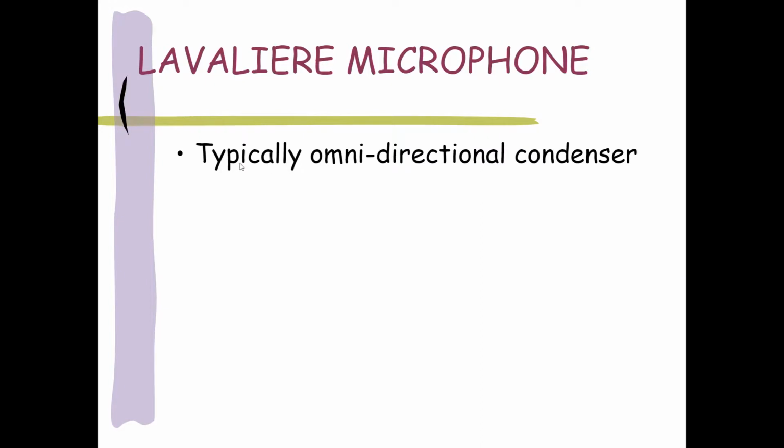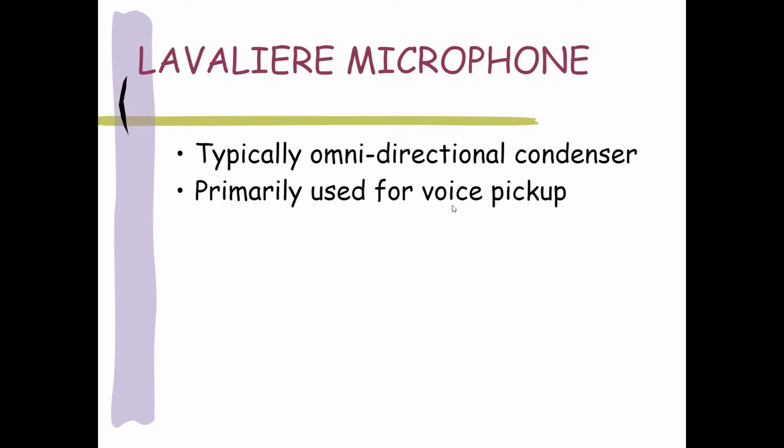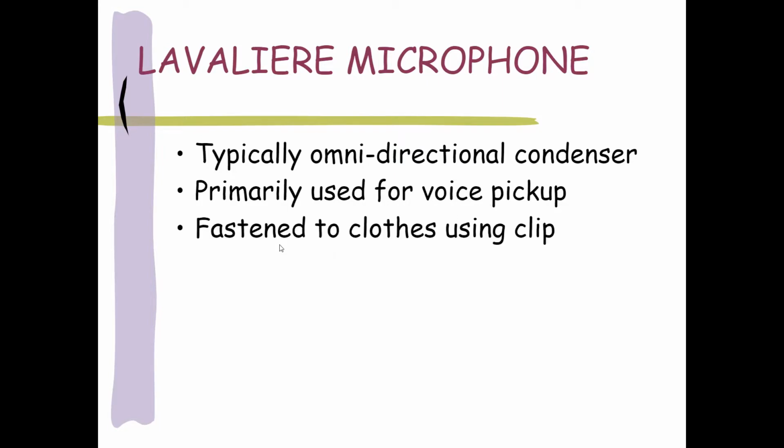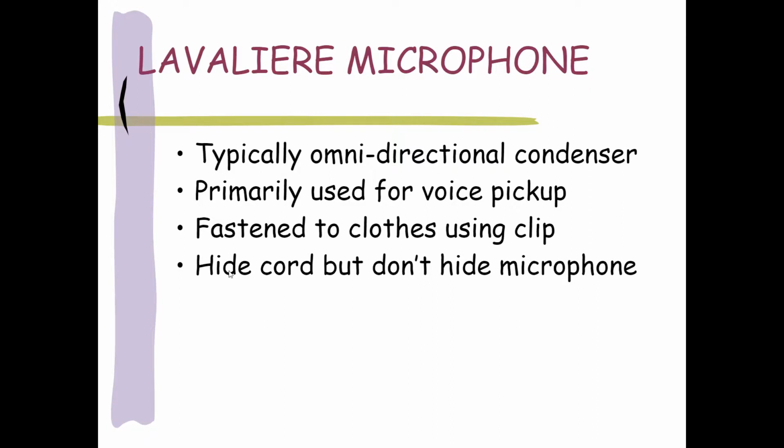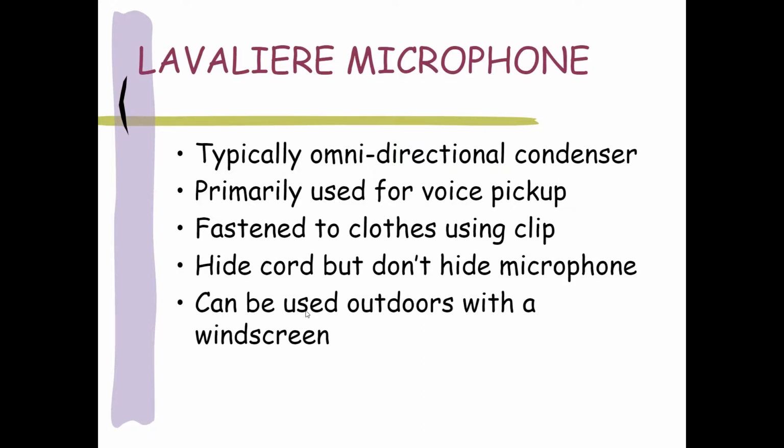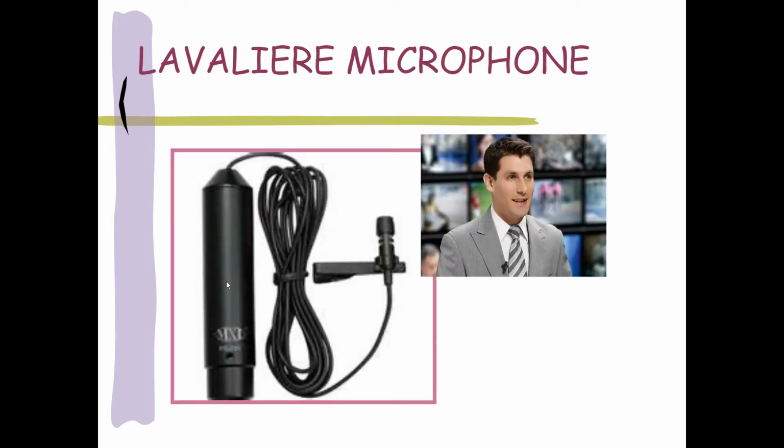Lavalier. This is typically an omnidirectional condenser microphone, primarily used for voice pickup. We fasten it to the clothes using a little clip. And you want to hide the cord, but don't hide the microphone. This can be used outdoors with a windscreen. So here's an example. This is the power supply. This is your cord. This little thing here, that is the microphone, and there's your clip.